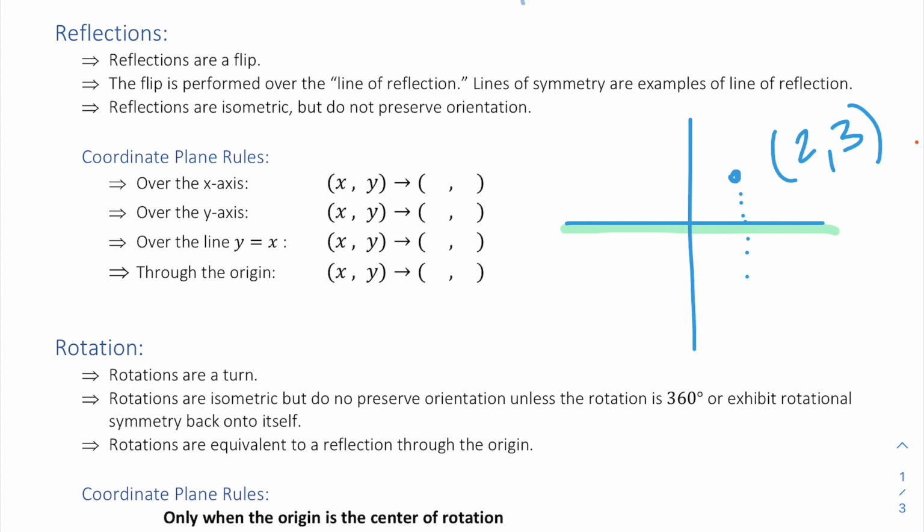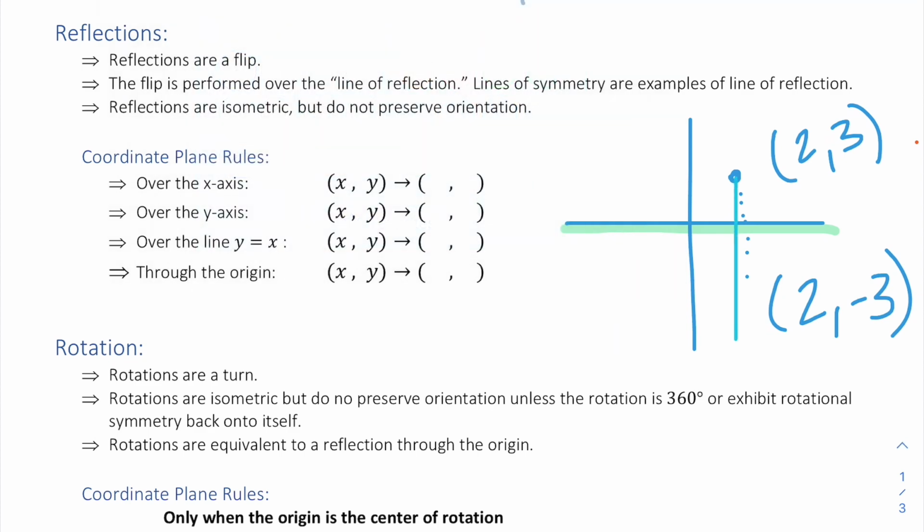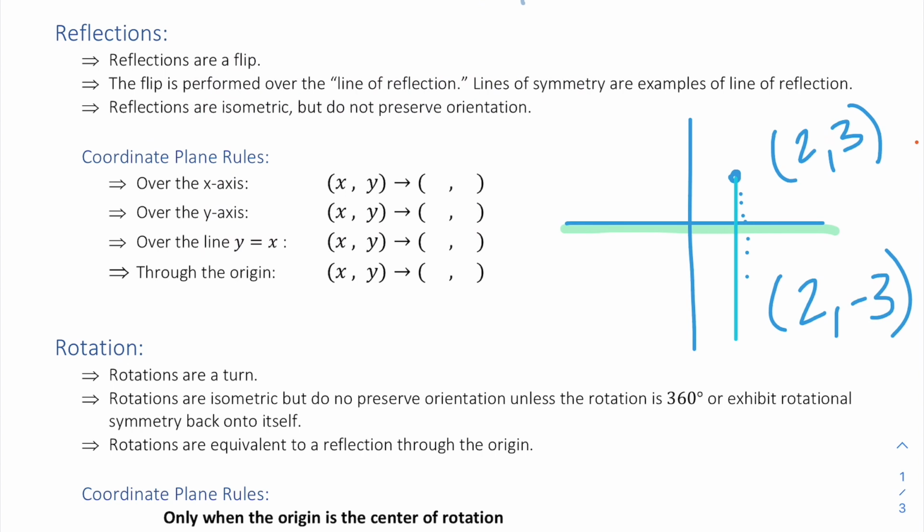So when I reflect it here, the x value does not change, right? Because my x value stays the same, it's going to be on this vertical line. When I reflect it down, my y value is going to change. Now I have 2, negative 3. I was 3 above, now we're reflecting 3 below. If this was my line of reflection, since this was 3 coordinates above my x-axis, it is now going to be 3 coordinates below my x-axis.